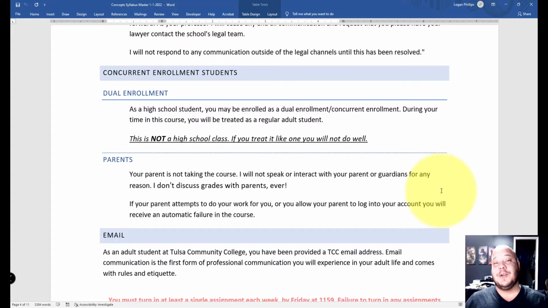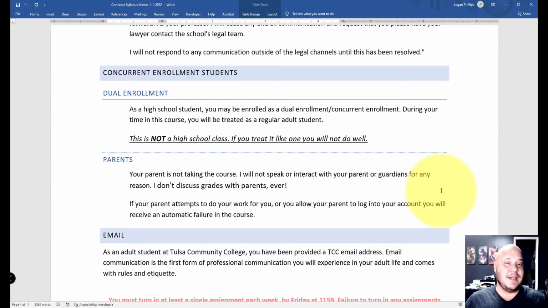I will never speak to your parents. I will not respond to their emails, their phone calls, their asks for help, their pleas. They are not my student. They have no authority. They have no right to know anything about your classroom or of my time. So if you are a high school student, you are the adult that has chosen to take a college-based course. You will be treated as such.